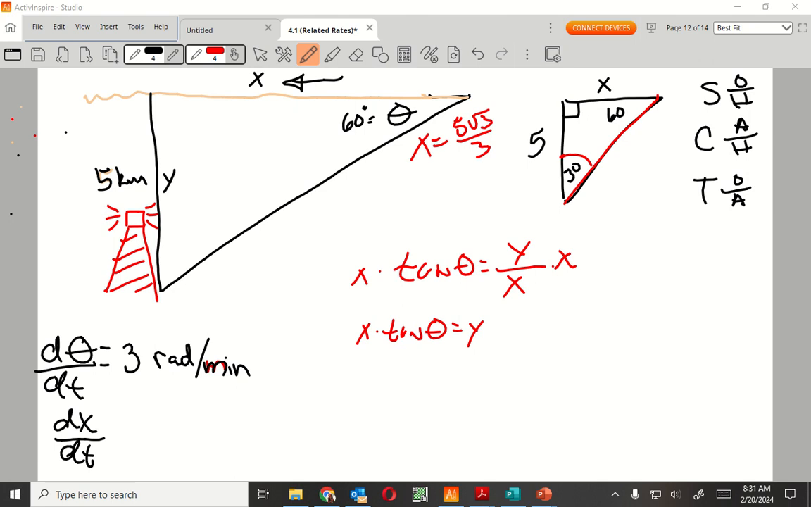So my product rule, this is my f and this is my g. So f prime is just going to be 1, right? So it's 1 dx/dt times tangent theta, plus x times, what's the derivative of tangent?